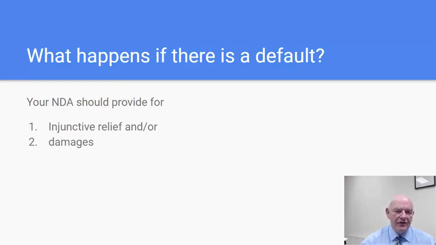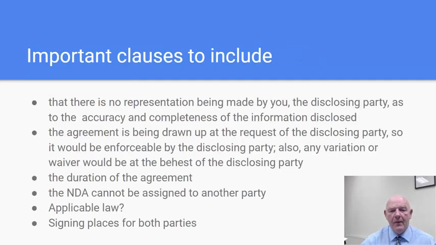What happens if there's a default? Well, your non-disclosure agreement should provide for this, but basically you're looking for two types of relief. One is an injunction and the other is damages. So you'll be looking for injunctive relief and or damages. Important clauses to include in a non-disclosure agreement would be that there's no representation being made by you, the disclosing party, as to the accuracy and completeness of the information disclosed. This is a sort of a boilerplate clause.